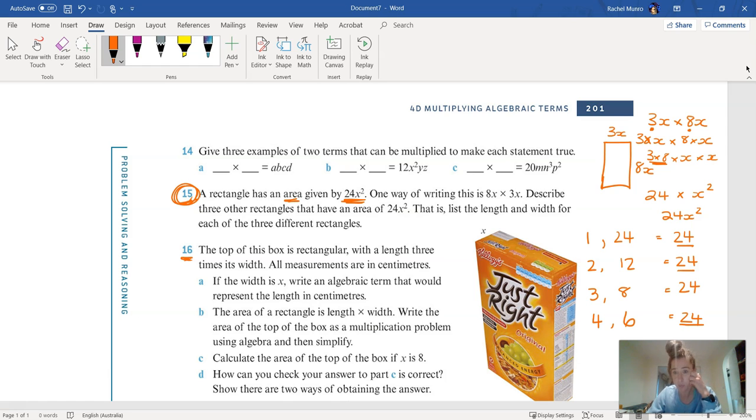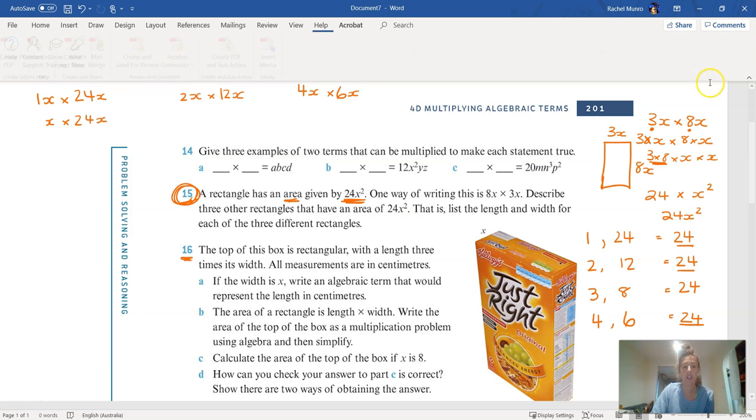So I could have 8x times 3x, or I could have, I'm going to move over here because I've got a bit more room, 1x times 24x, and I could just write that as x times 24x. I could have 2x times 12x. And I could have 4x times 6x. Okay, and they would all look very different as rectangles, but they still give me the same area of 24x squared.